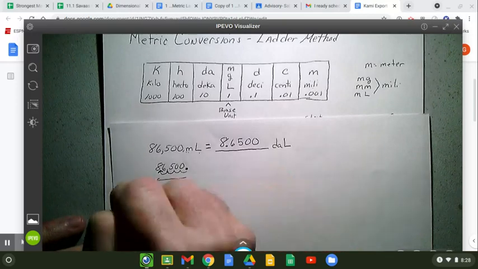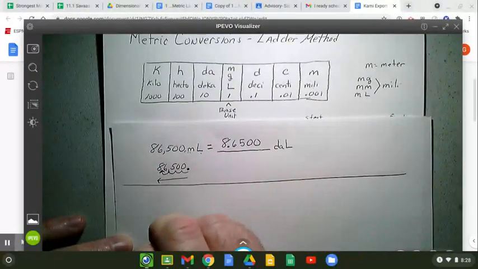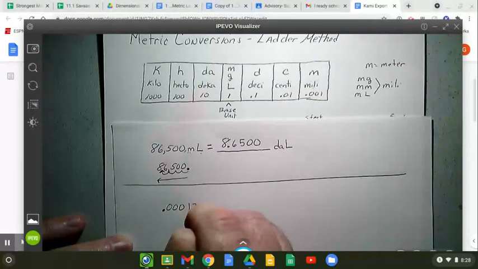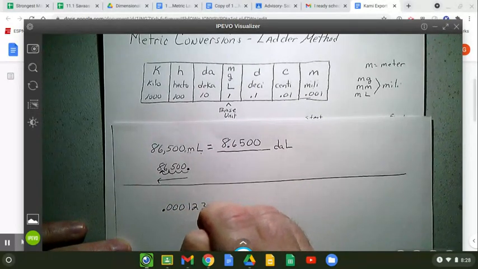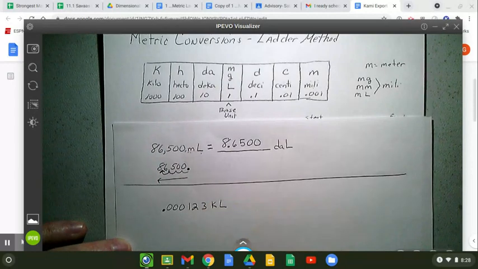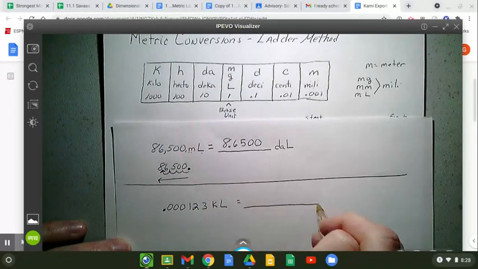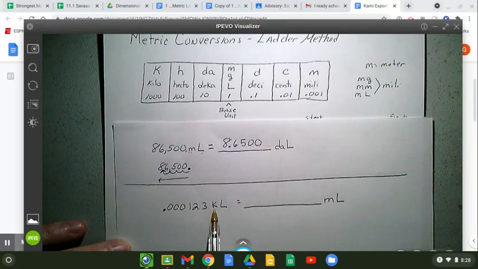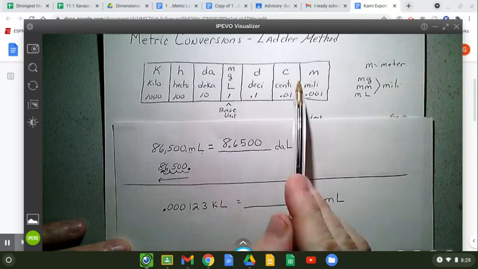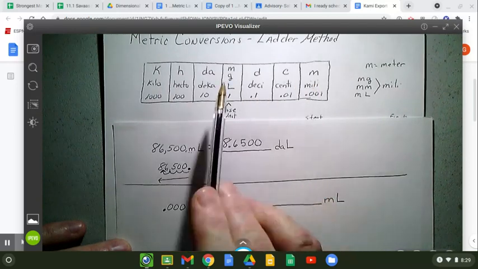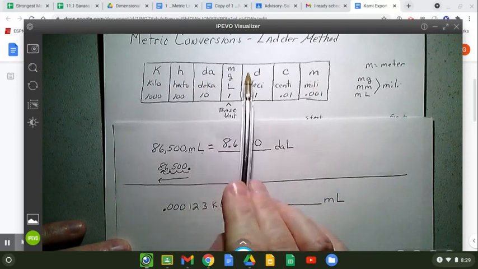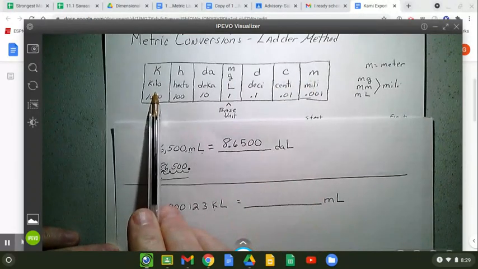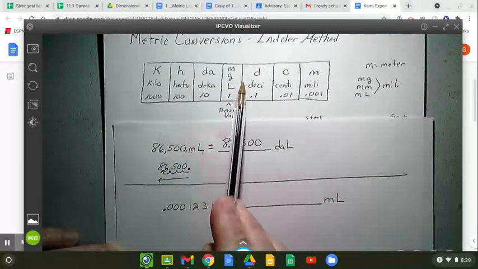All right, one more. Let's do one with a very small number. So here I have 0.000123 kiloliters, and I want to convert that to milliliters. So kilo to milli. I'm going to start with kilo and jump all the way to milli. Let's count: 1, 2, 3, 4, 5, 6.